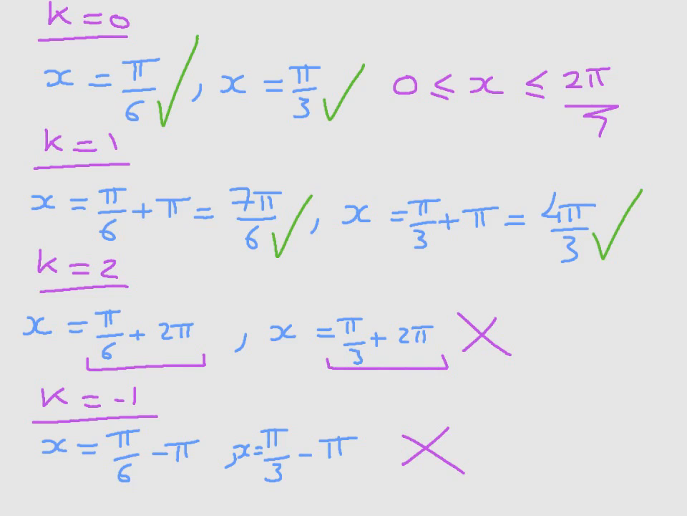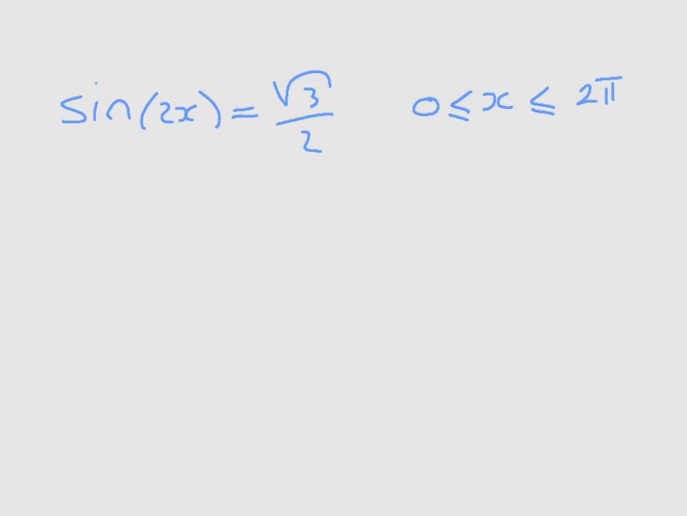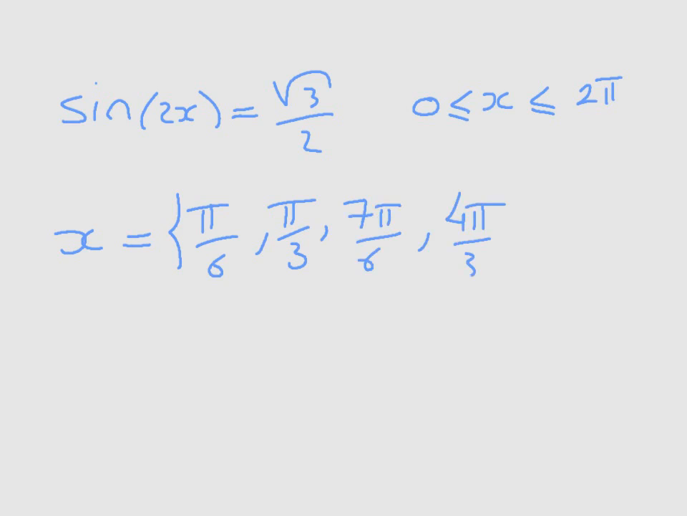So we write our answer to this equation as, well, let's see, if I rewrite everything here, we had sine of 2x equals square root of 3 over 2 for x greater than or equal to 0 and x less than or equal to 2 pi. The solutions will be x can be equal to either one of the elements inside this set: pi over 6, pi over 3, 7 pi over 6, or 4 pi over 3. And there you go.